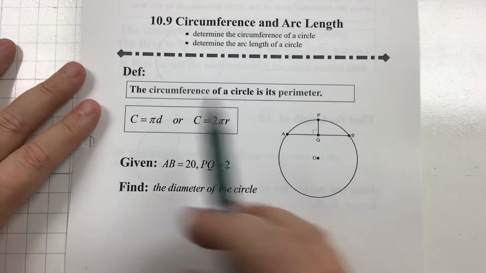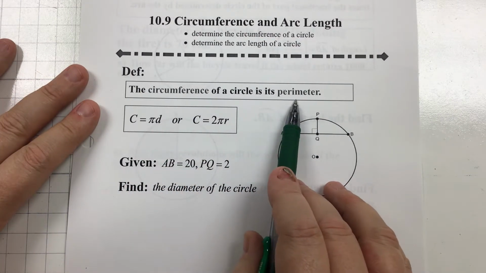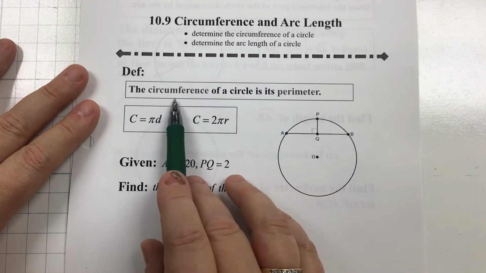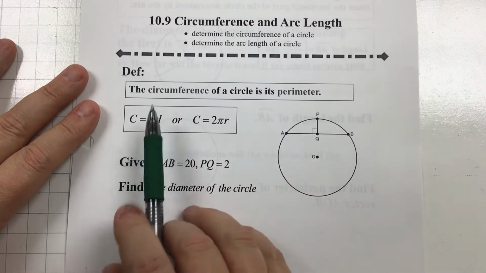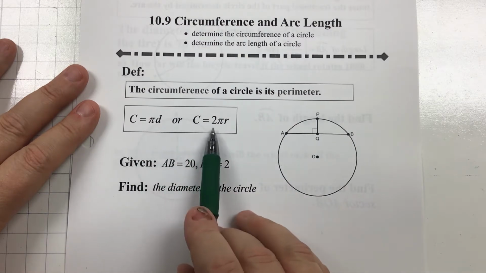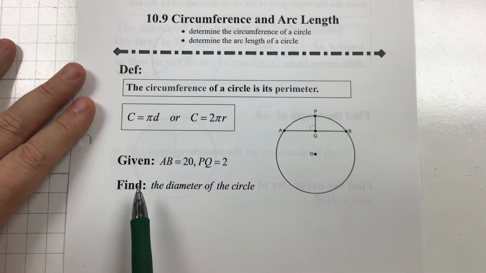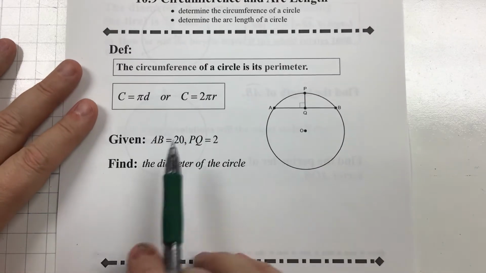So circumference of a circle is referring to its perimeter, but we don't say perimeter of a circle, we refer to that as the circumference. So the formula for circumference is either pi times diameter or 2 pi times the radius. Okay, so we are going to look at this particular example.